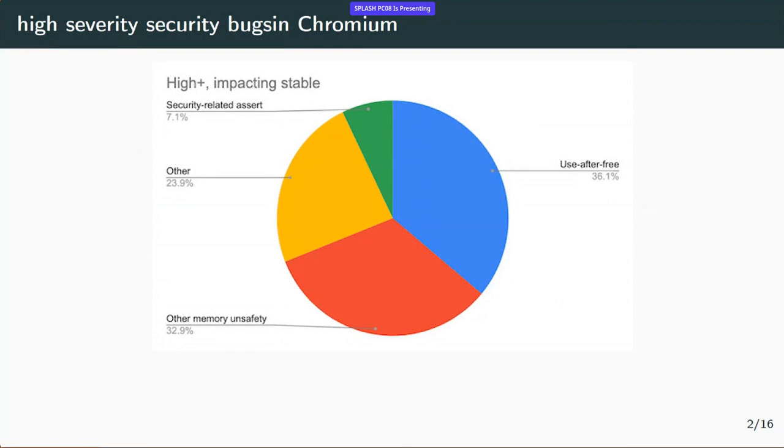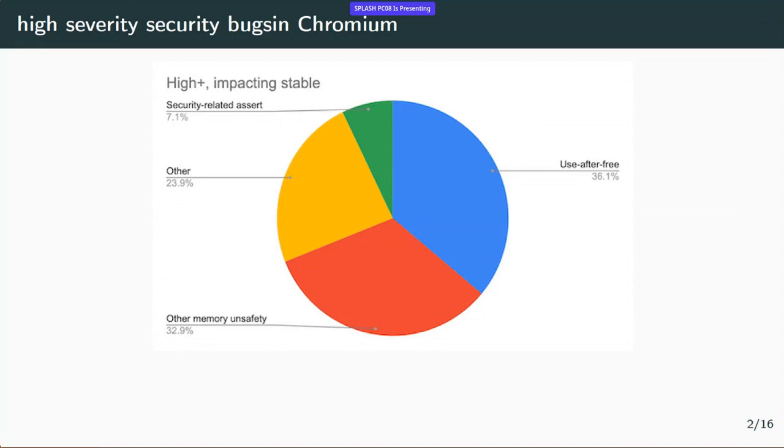So this diagram is from the Chromium website, and it gives an overview of difficult bugs that you find there. The ones that I would like to draw your attention to are the big blue and the big red area, which is about use after free errors and other memory unsafety.